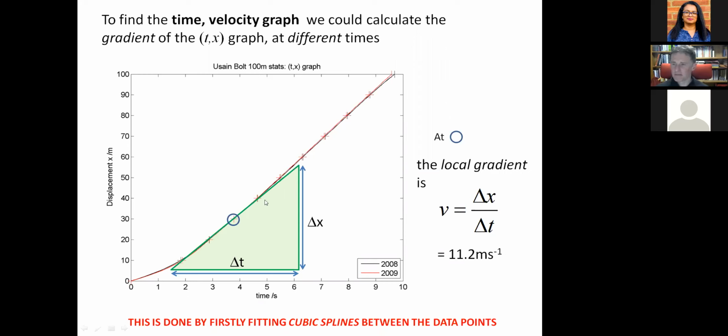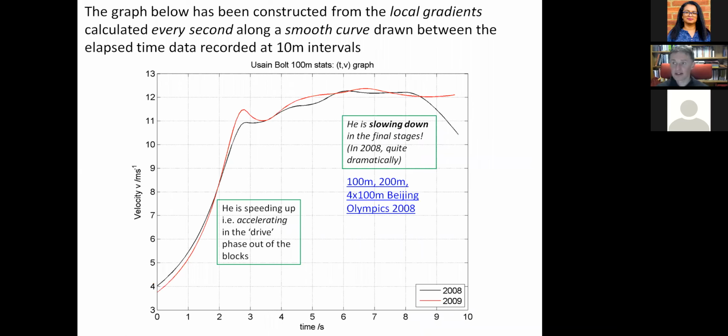Essentially it's the same process that you would do by eye, taking a tangent to the curve and working out delta x over delta t. And remember that although that triangle is huge, it'll be a different triangle for every point. So at this particular one, he's going at an amazingly fast 11.2 meters per second. So what does that mean if I was to do that at every point? Well, I end up with this.